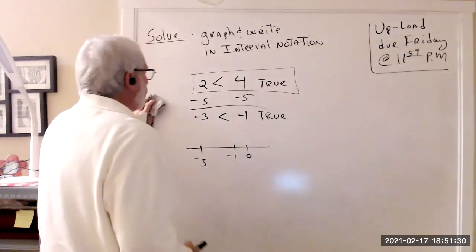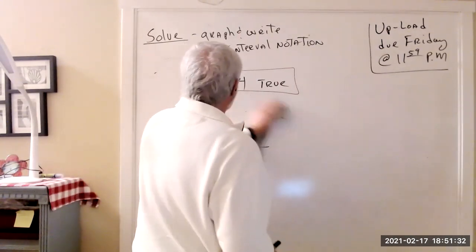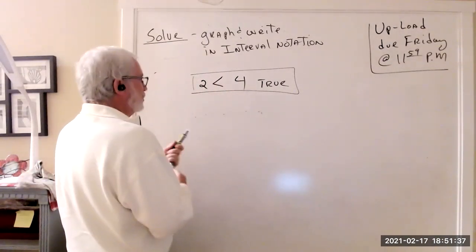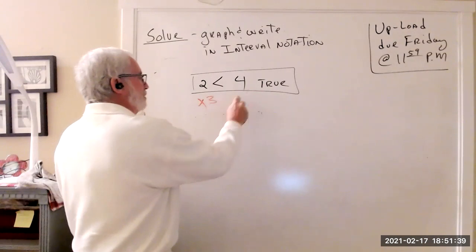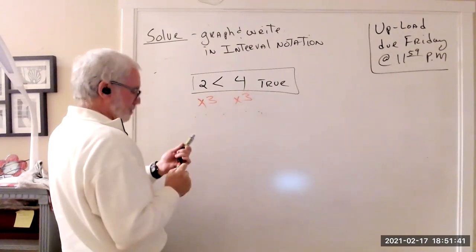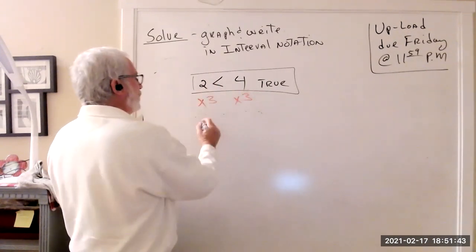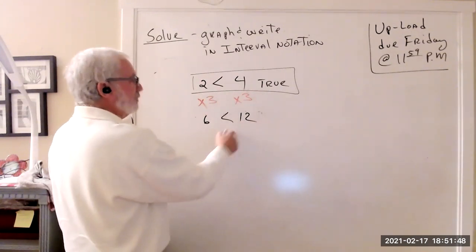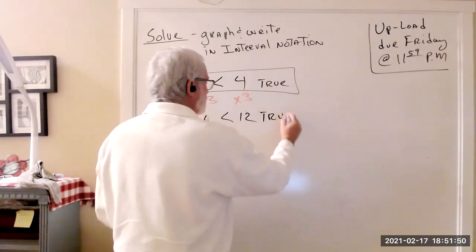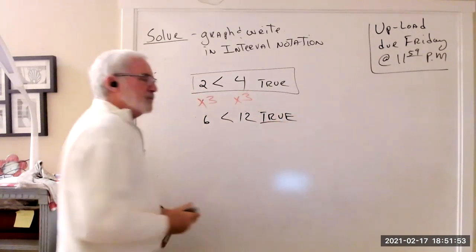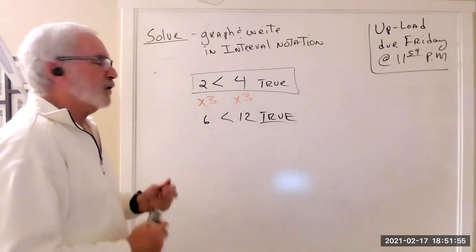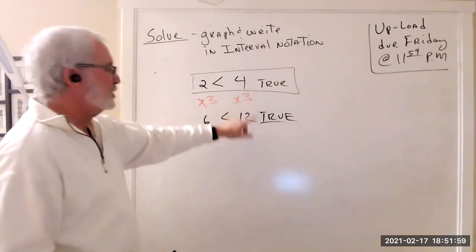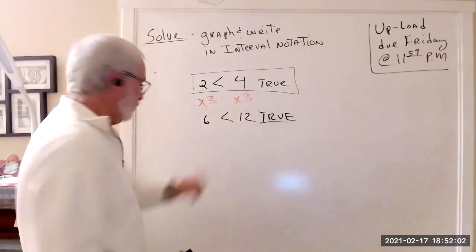All right, so what happens if we come back here and we multiply both sides by 3? We get 6, and 2 times 6 is 12. Is 6 less than 12? Yeah, it's true. Now I'm going to speed this up. We go through all these examples, and this says if you multiply both sides by a positive number, you still keep the truth.